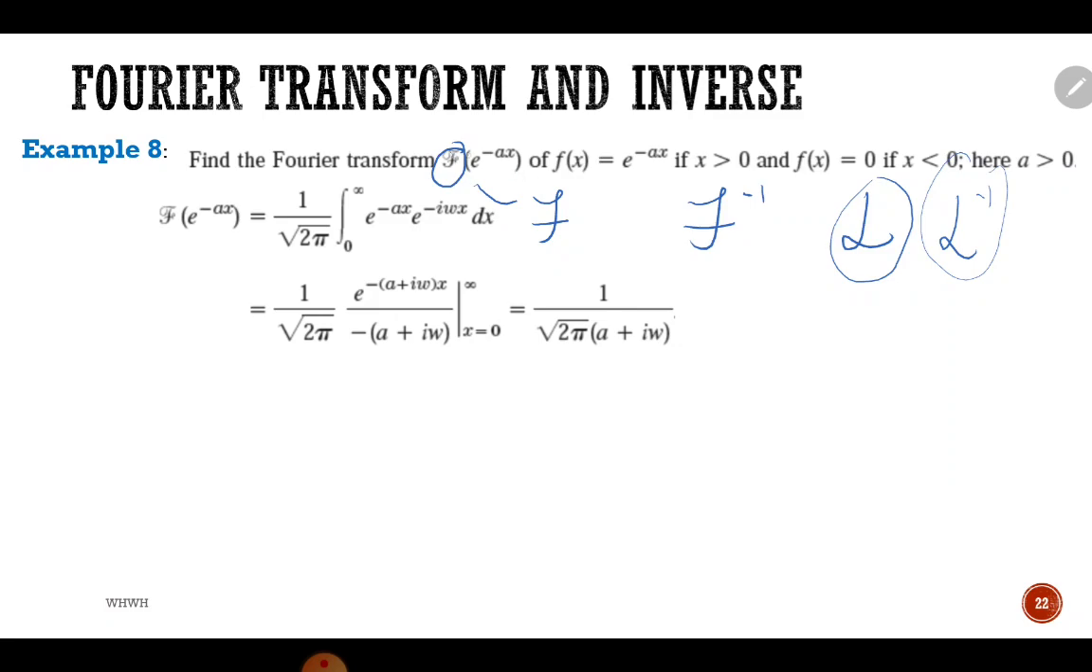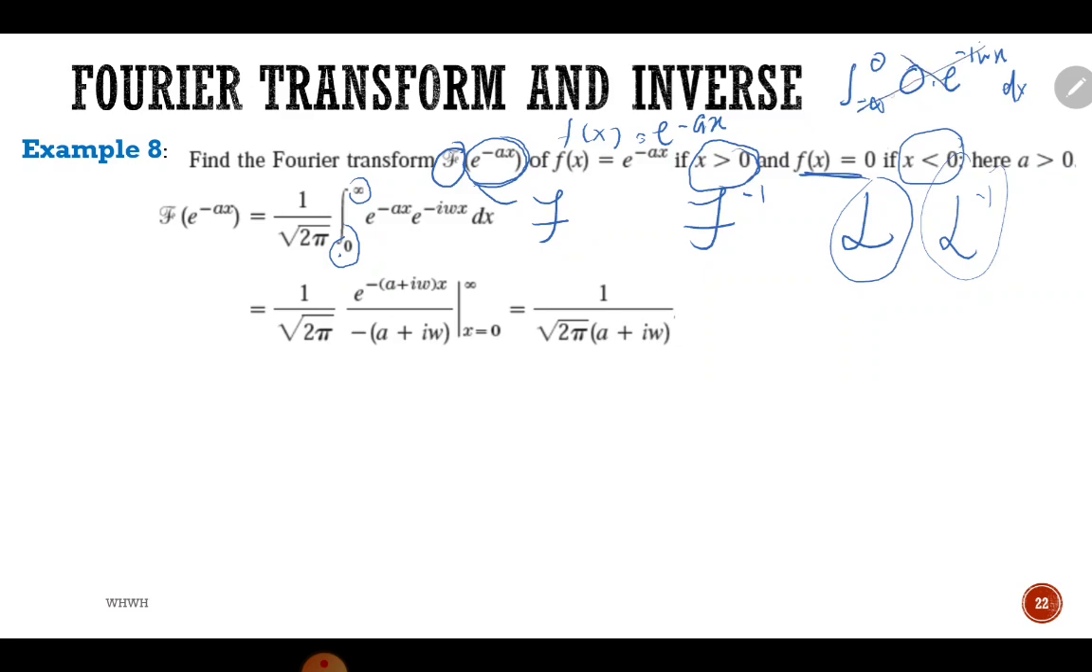Okay, so given here, we want to find the Fourier transform of f(x) equals e to the power of negative ax. For what range? For x more than 0. More than 0 means integration from 0 to infinity here. f(x) equals 0 if x less than 0. Meaning from negative infinity to 0, our f(x) is 0, multiplied by e to the power of negative i omega x with respect to dx. But why do we need to integrate? Since the answer is zero, just leave it.